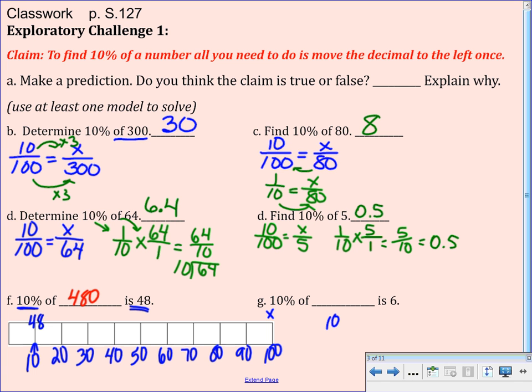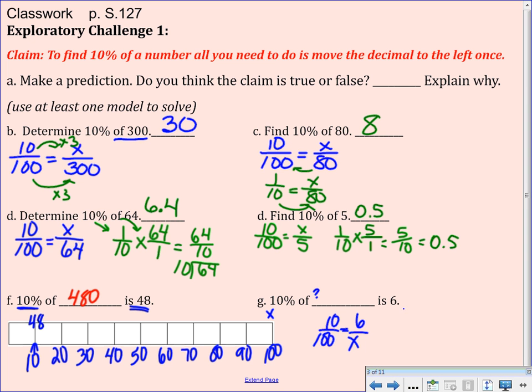10% of, I don't know what my of is, 6. So I can reduce that to 1/10. So what is my total number? Very good. All right, so we're coming up with a lot of evidence to support our claim.